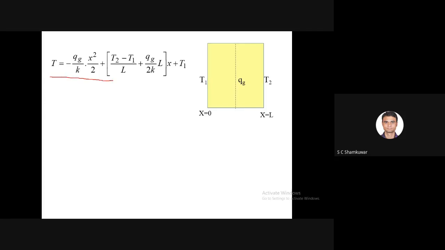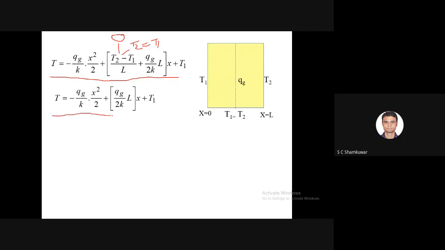Then let me erase all this. This is what we have got after putting the value of C1 and C2. But the similar boundary condition means T2 equal to T1, that we have assumed. So this term will be what? 0. T2 minus T1 is 0, so this term will get cancelled. Understood? So this is the temperature distribution. If you know the value of x and L, you can find out the temperature.